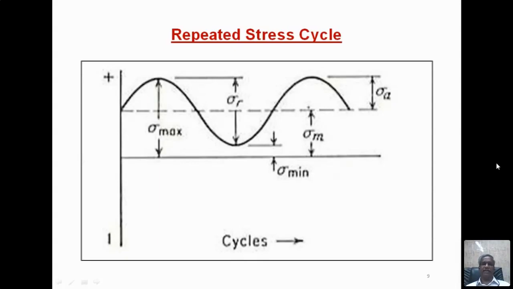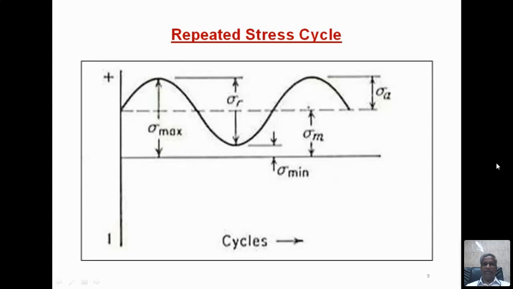So it is a repeated stress cycle. This is possible in most of the fatigue testing machines. I'll show the photos tomorrow. Those machines are capable of applying this type of repeated stress cycle.